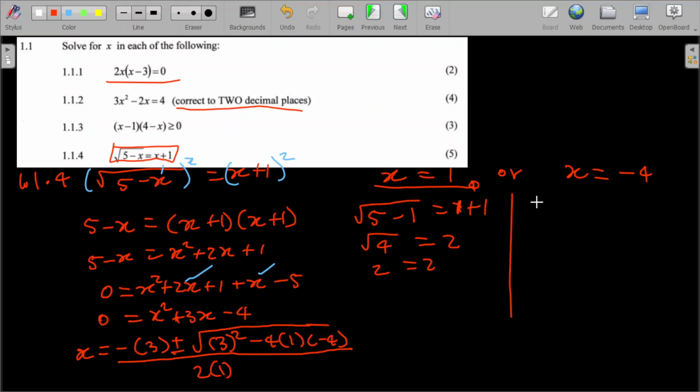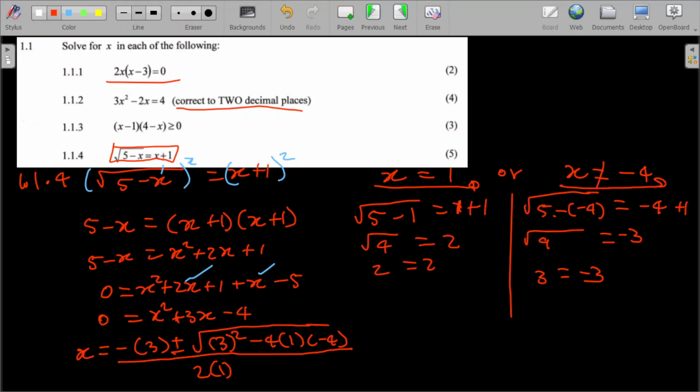Now coming back here to check again. So substituting now here is going to be 5 minus minus 4, then equals -4 plus 1. Now here it's going to be giving me 9 is equals to -4 plus 1, which is giving me -3. So I hope you can see now this is not the same, because this is 3 and this is -3. So this is not a solution. So this is not a solution. This is the only solution.